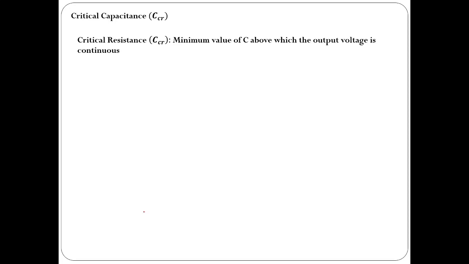Next one, critical capacitance. As in the case of the inductor, for the capacitor also there is a possibility that the capacitor voltage may become discontinuous. It may fall to 0 and be maintained at 0 for some time, and this is possible in case the value of capacitance is less. If you use a larger capacitance value, there is more chance for the voltage to be smoothened, so the dip in the voltage would be less. But if you reduce that value, the capacitor voltage may become discontinuous.